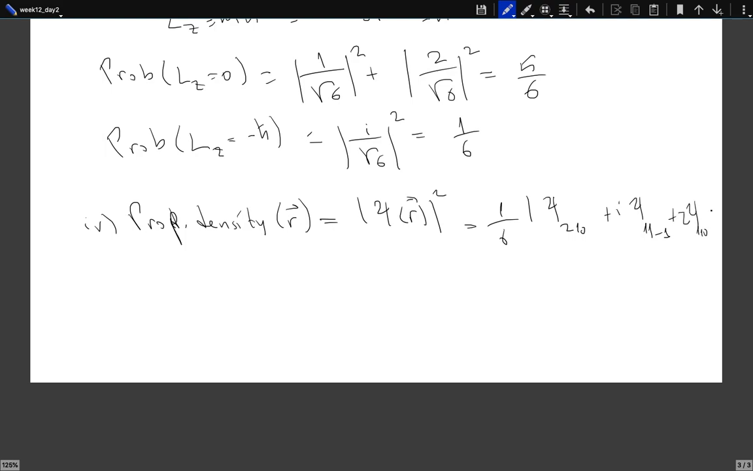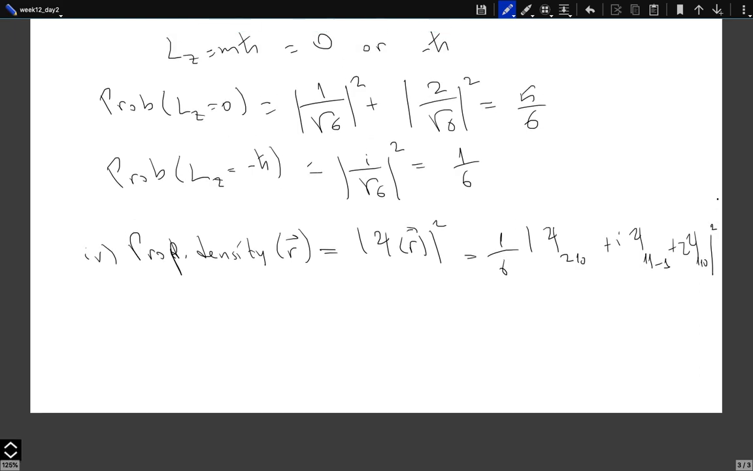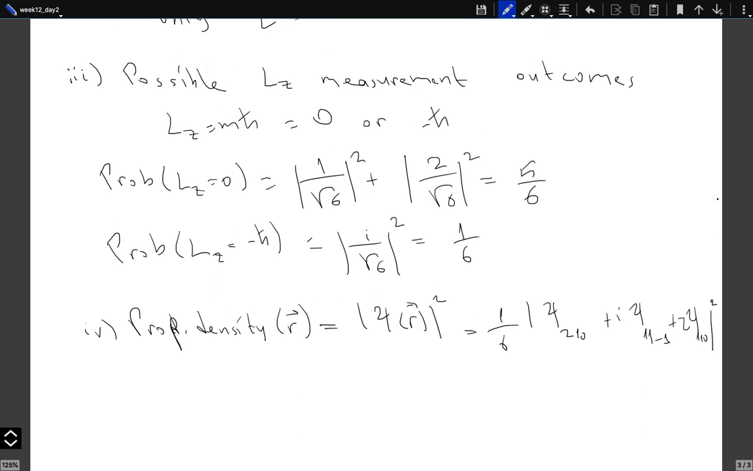Plus 2 psi 1, 1, 0 squared. Well, the distinction is basically, you see, it can be at the point R and be described by this wave, or by this wave, or by this wave. So being described by this wave or this wave or this wave, they are all consistent with being at the point R.